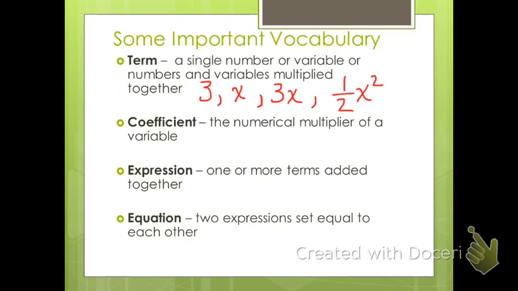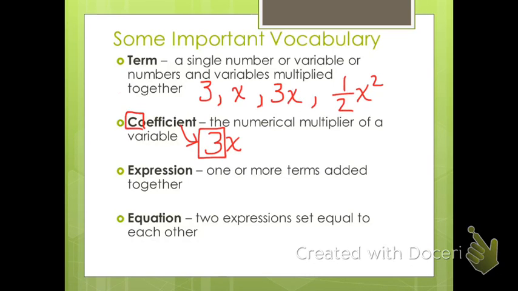Okay, so a coefficient is the numerical multiplier of a variable. So in the term that we wrote up above, 3x, the coefficient is 3. The variable is x, the coefficient is 3. Co just meaning with. So it's just the number that goes with a variable sometimes.